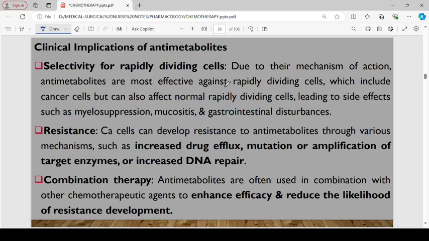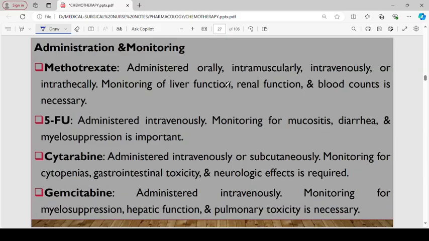Cells can also develop resistance to antimetabolites through various mechanisms. Of course, we're going to look at these mechanisms at the end of this presentation. They include increased drug efflux, mutation or amplification of target enzymes, or increased DNA repair. In most cases, antimetabolites are used in combination with other chemotherapeutic agents just to enhance efficacy and reduce the likelihood of resistance development. In terms of administration, methotrexate can be given orally, intramuscularly, intravenously, or intrathecally.